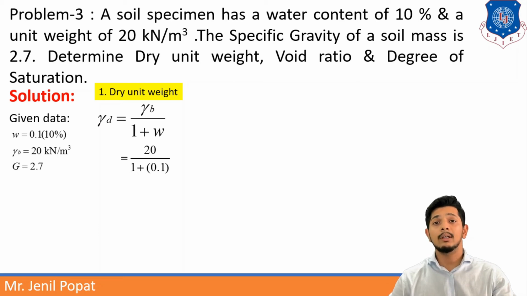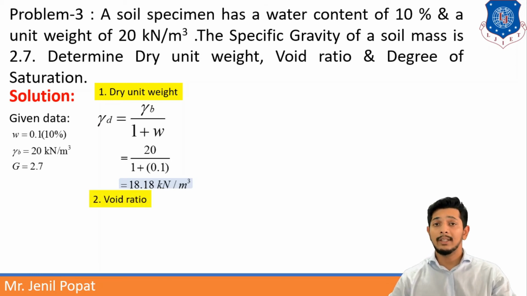Do remember that water content is always put in 0.1 and etc. format, not in percentages. Let us move further. Gamma D value comes up as 18.18 kilonewton per meter cube. Here I am asked about dry unit weight, so I will not convert it into gram per centimeter cube.